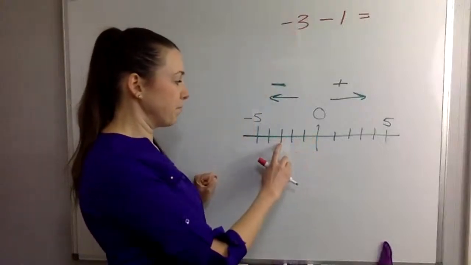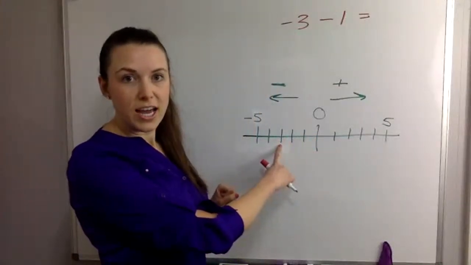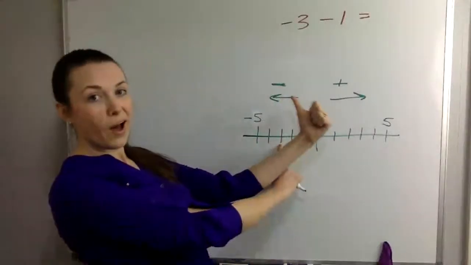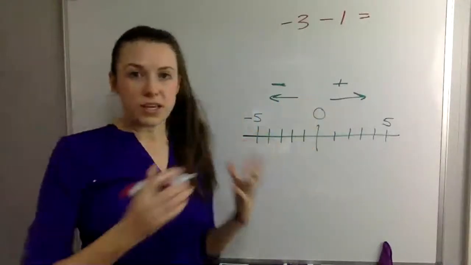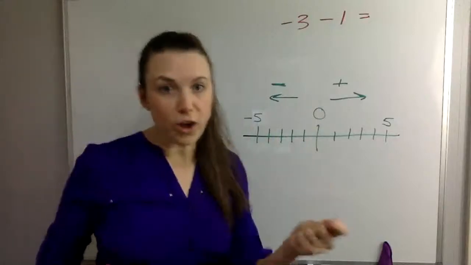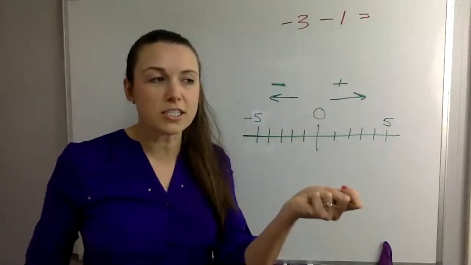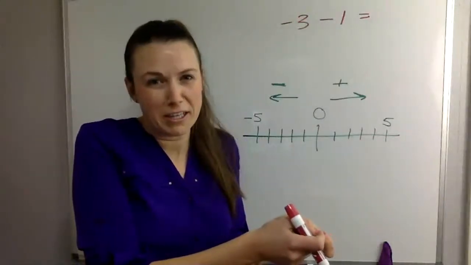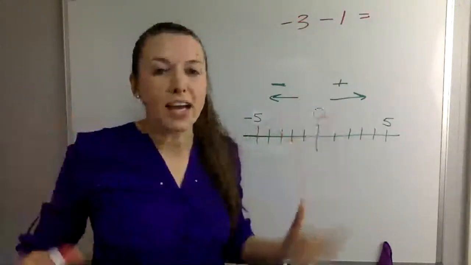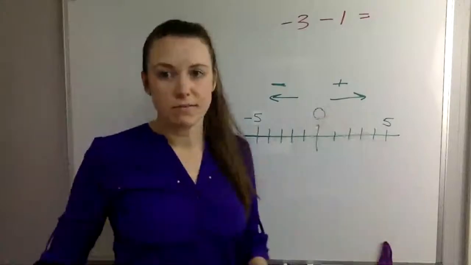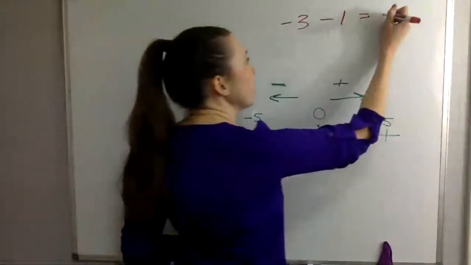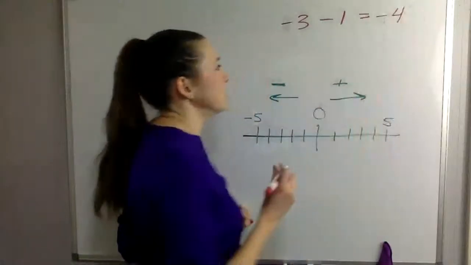So I'm going on my number line. I have -3, and I'm subtracting 1, right? And when we're subtracting, we go this way. So think about it. I owe $3, and then I have to pay another dollar, right? So all of that is money that is leaving my pocket, and now I'm out, right? So yes, -4 is the answer.